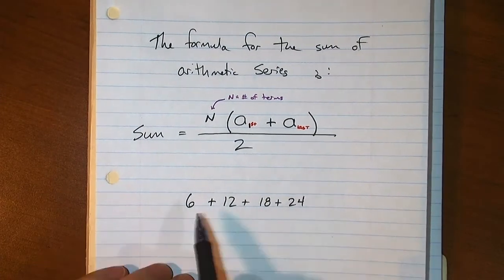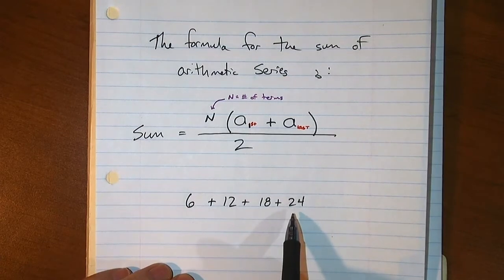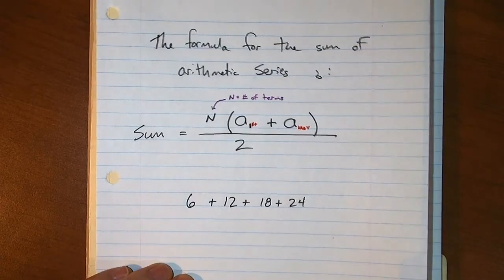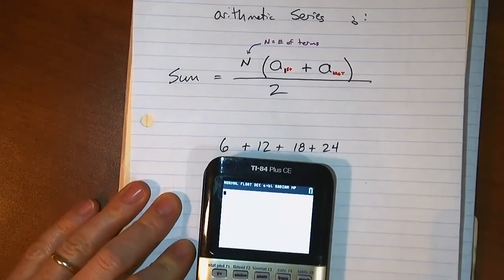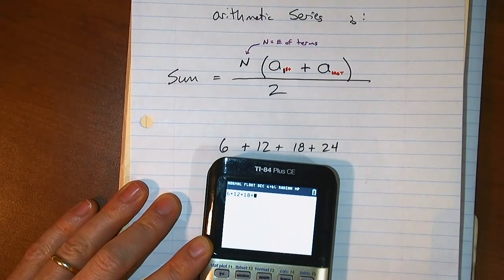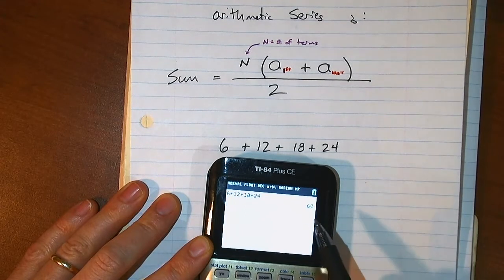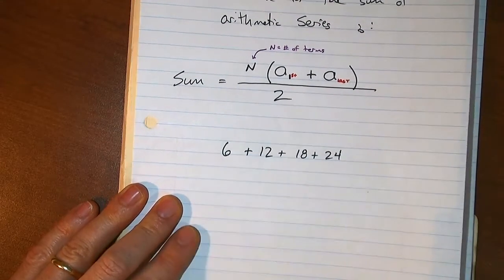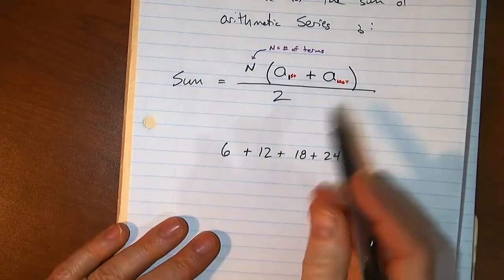Okay, now there's only 4 terms here. There's not a lot. So you could grab your calculator and find the answer to this very quickly if you wanted to. In fact, I'm going to do that right now, just so that when we're done, we can verify that we got the actual right answer. So we should end up with 60 when we're done with this. All right. But what I'm going to do is use this formula.